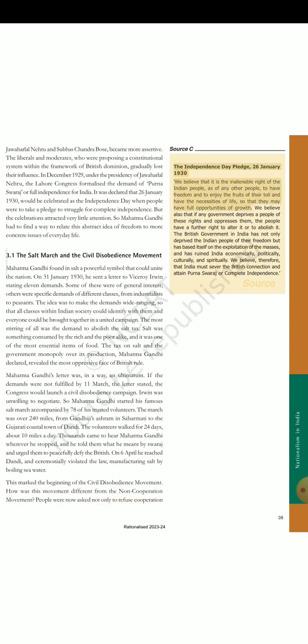The Independence Day pledge, the 26th of January 1930: We believe that it is the inalienable right of the Indian people, as of any other people, to have freedom and to enjoy the fruits of their toil and have the necessities of life, so that they may have full opportunities of growth. We believe also that if any government deprives a people of these rights and oppresses them, the people have a further right to alter it or to abolish it. The British government in India has not only deprived the Indian people of their freedom but has based itself on the exploitation of the masses, and has ruined India economically, politically, culturally, and spiritually. We believe, therefore, that India must sever the British connection and attain Purna Swaraj or complete independence.